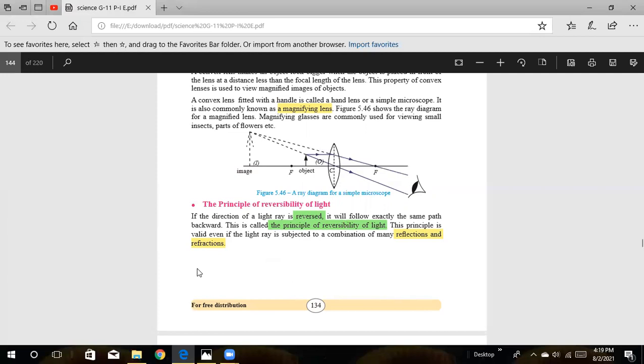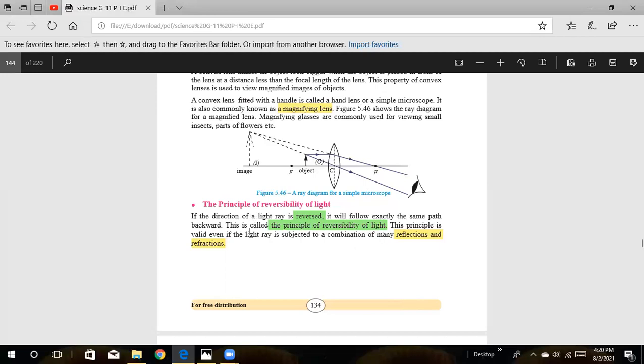First, the light ray falls on a plane mirror, reflects again and goes to a prism and refracts here, and again goes to a convex lens, and again a plane mirror. This is the principle of reversibility of light.